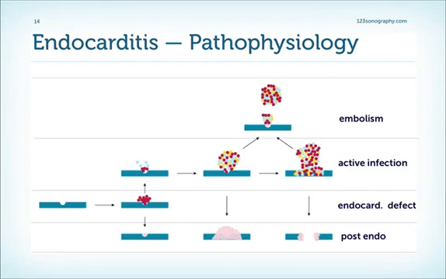This diagram looks awfully complicated at first glance, but in reality it's not. And we saw parts of it already. Here we have the endothelial damage. Here we have the thrombus formation, superinfection, and the vegetation. With this diagram, I want to show you what else can happen and what the sequelae are.